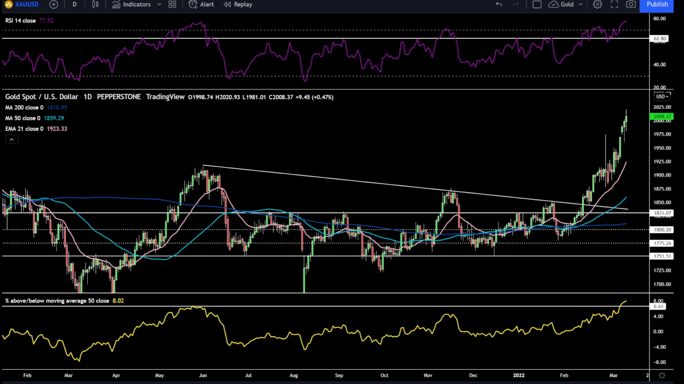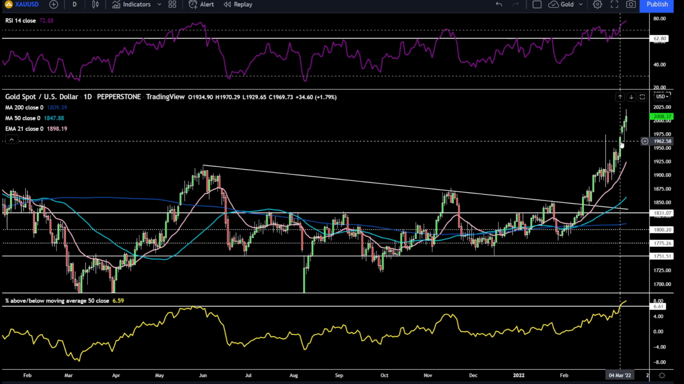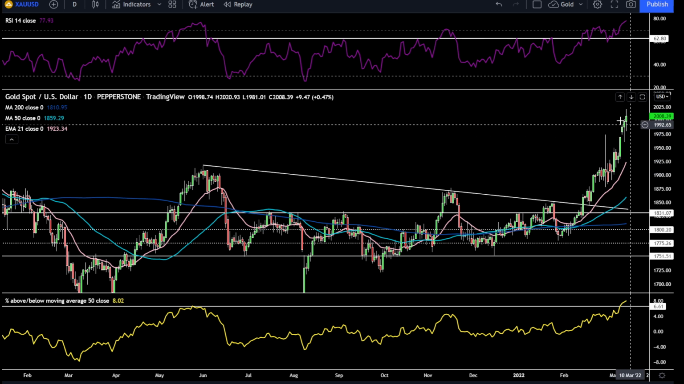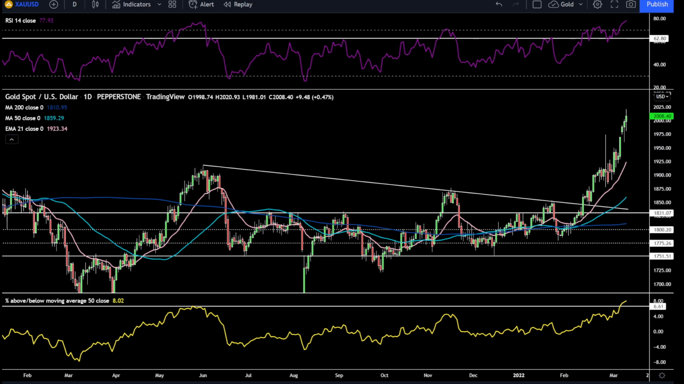In terms of targets, I would say 2025 would be the next level, and then on the downside, maybe there's a little gap here in the chart at around 1975, around 1970. Price could come back there to test that. Maybe it'll come back down to this former resistance line on the RSI too.